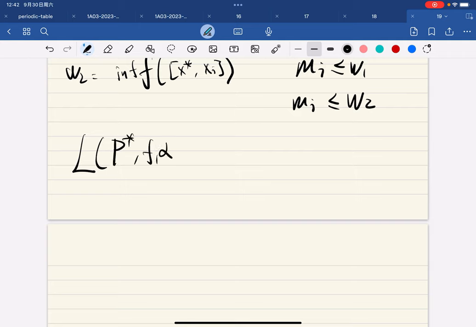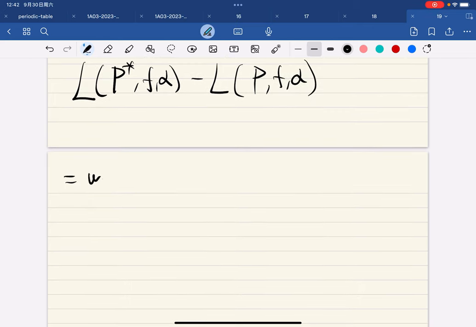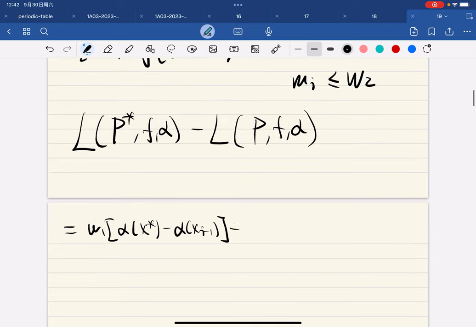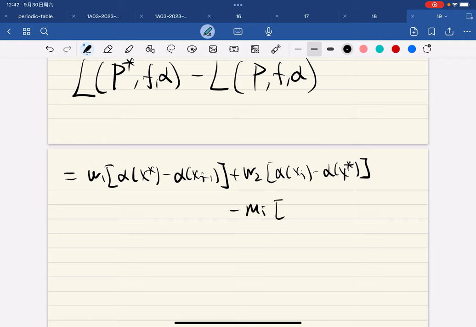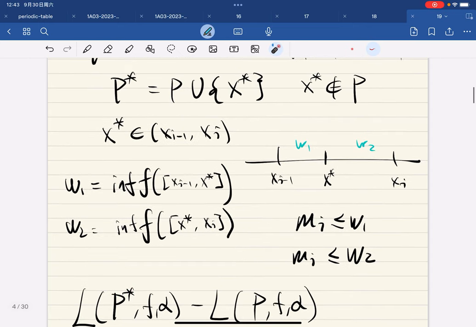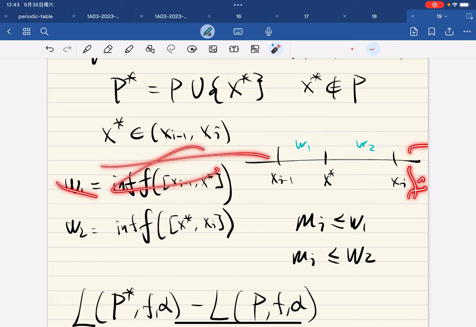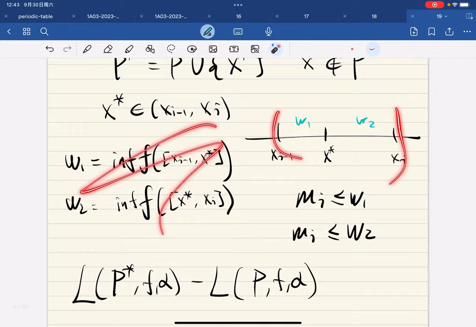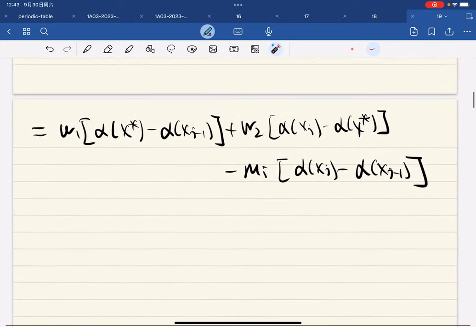And then if we take the difference, you have this new partition minus the original partition. If you take the difference, it will become w1 times alpha x star minus alpha x i minus 1, plus w2 times alpha x i minus alpha x star, minus m i times alpha x i minus alpha x i minus 1, right? Because the only thing different between P star and P is this interval. Outside of it, they're all the same. So if you subtract them, they all disappear, and we only consider this little world, which gives this.